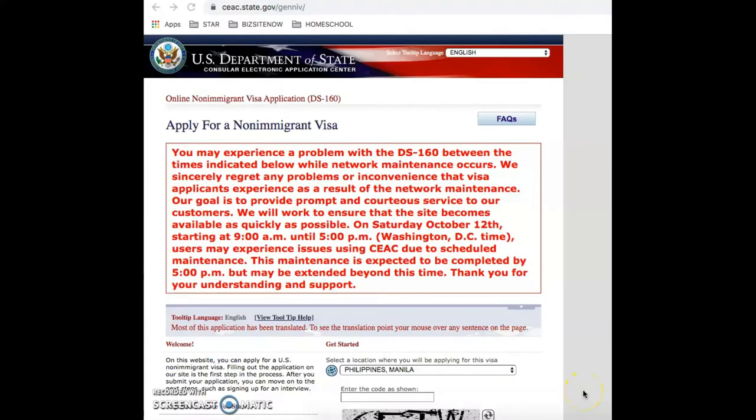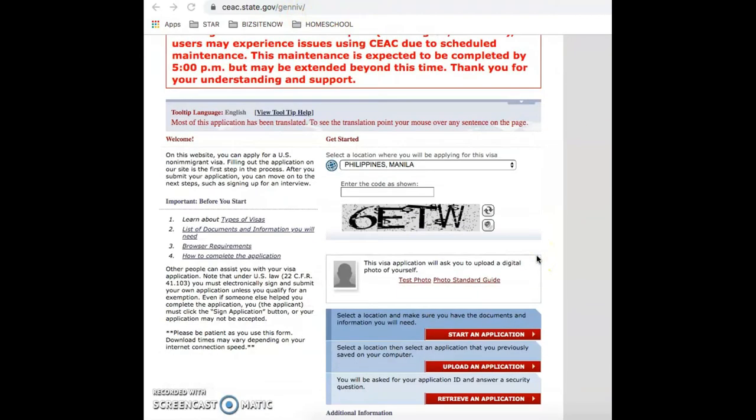Finally, we are in the step of filling out the form for a non-immigrant visa. So remember, punta kayo dito sa website na to. You can see it in the screen. And then you just select the location, which is Philippines. Tapos, sulat nyo lang yung code, which is 6ETW.